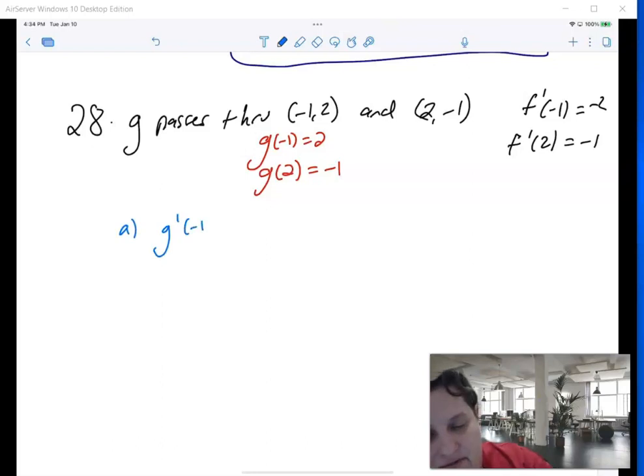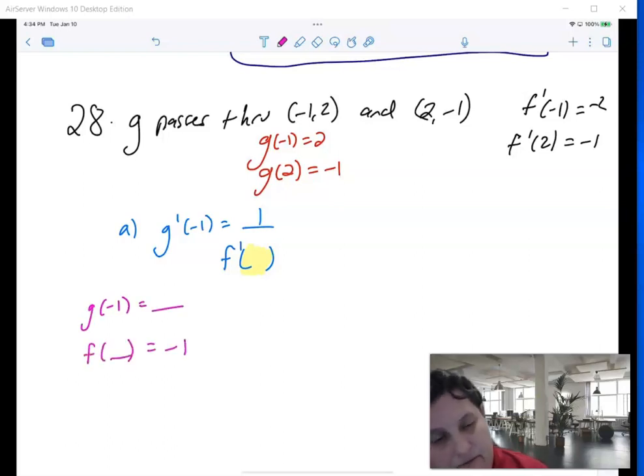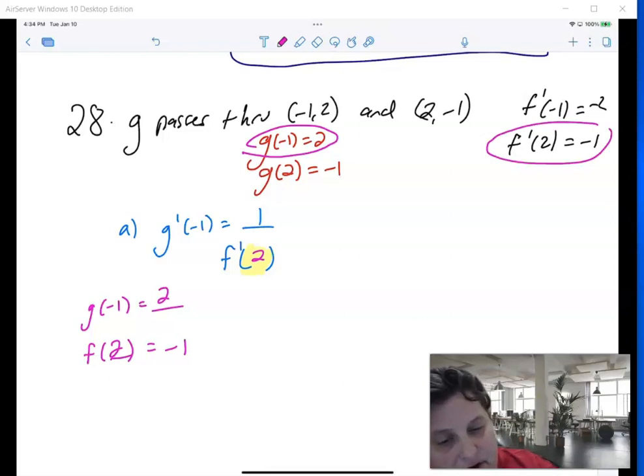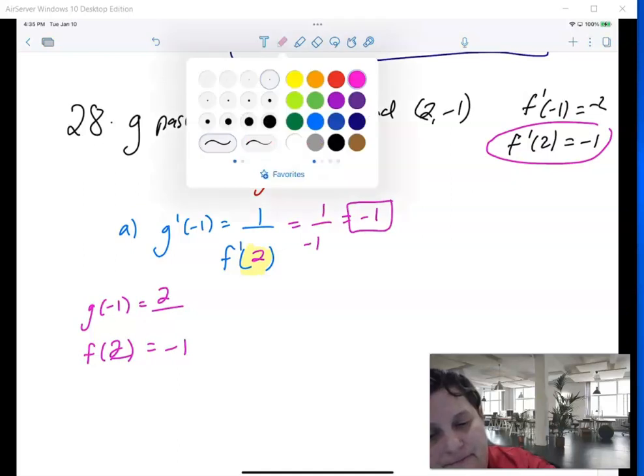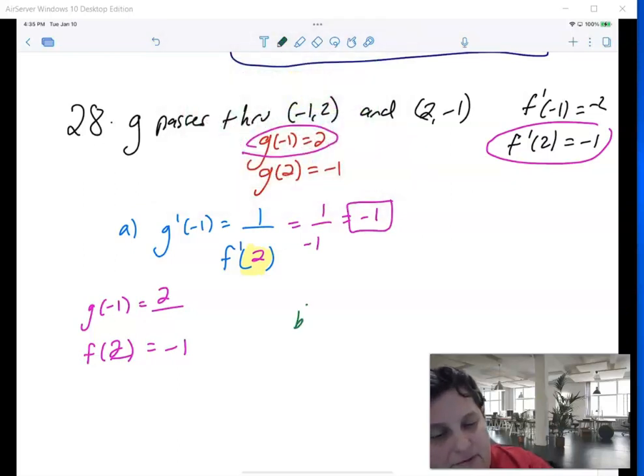Alright, G prime of negative 1 is 1 over f prime of something. You guys do it the exact same way every time. Do not try to do this in your head. It'll mess you up. So G of negative 1 equals blank. So F of blank equals negative 1. G of negative 1 is 2. That's what I'm going to use. So F of 2 is negative 1. So it's the point negative 1, 2. F prime of 2 is negative 1. So the answer is 1 over negative 1, which is negative 1. Now for part B.